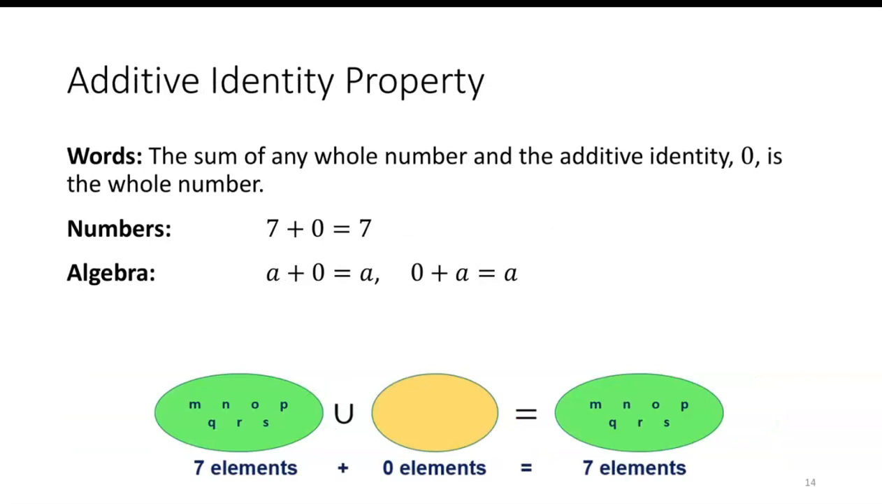The additive identity property is that whenever you add 0, you're not changing anything. So the sum of any whole number and the additive identity 0 is the whole number. For instance, 7 plus 0 is 7. A plus 0 is A. 0 plus A is A. Because if you have a set with 7 elements and you make a union with a set with nothing, you're just left with the set with 7 elements.